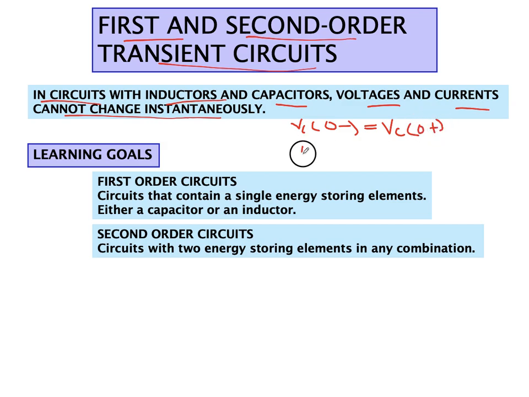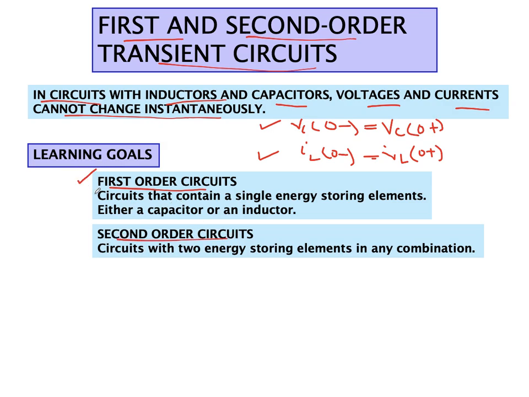And in case of inductors, the current through the inductor at 0 minus is the same as I of L, that is, the current through the inductor at 0 plus. That is, the current in case of an inductor is continuous, while voltage across the capacitor is continuous in case of capacitors. So in this chapter we are going to talk about first order circuits and second order circuits.